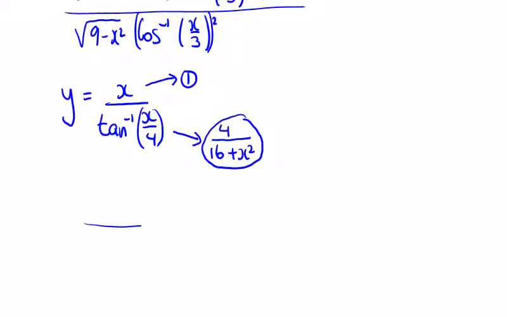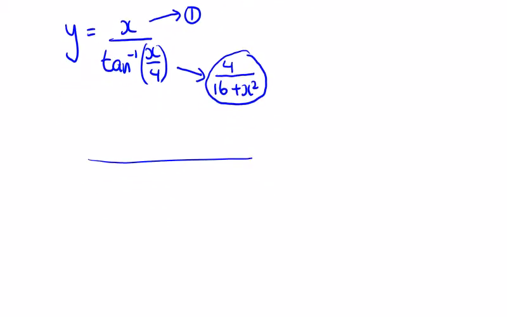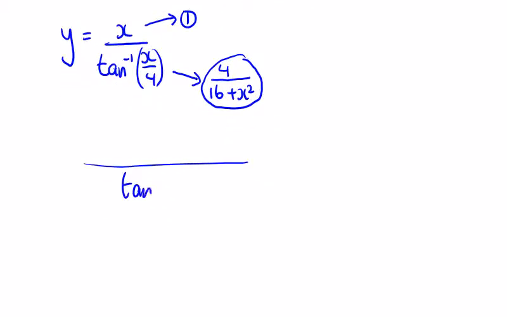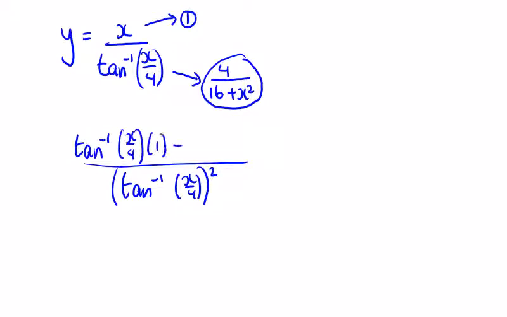So we follow our quotient rule. On the bottom, we're going to have the bottom to be squared, the inverse tan of x over 4, all to be squared. On top, we have the bottom, which is the inverse tan of x over 4, by the top differentiated, minus the top, which is x, by the bottom differentiated, which is 4 over 16 plus x squared.